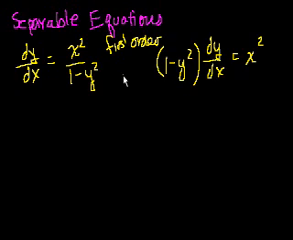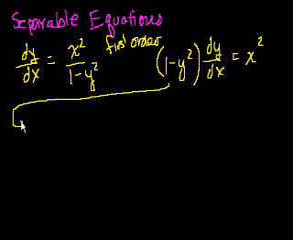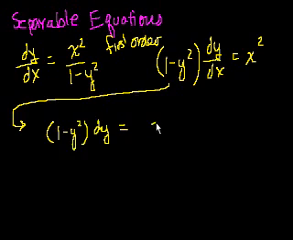So this was the first step. I just multiplied both sides by 1 minus y squared. And the real end goal is just to separate the y's and the x's and then integrate both sides. So I'm almost there. Now I want to multiply both sides of this equation times dx. So I have a dx here and get rid of this dx there. So you get 1 minus y squared dy is equal to x squared dx.